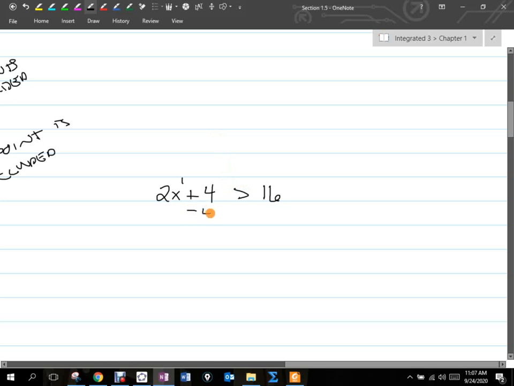Subtract 4 from both sides. So I'm minus 4 here, minus 4 there. That's going to bring down my 2x. The inequality sign is still pointing to the right. And then I've got 12, right?